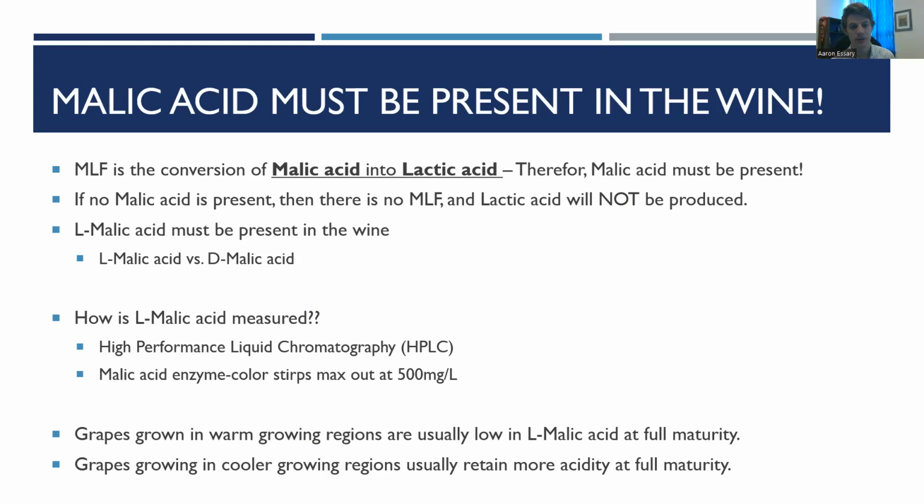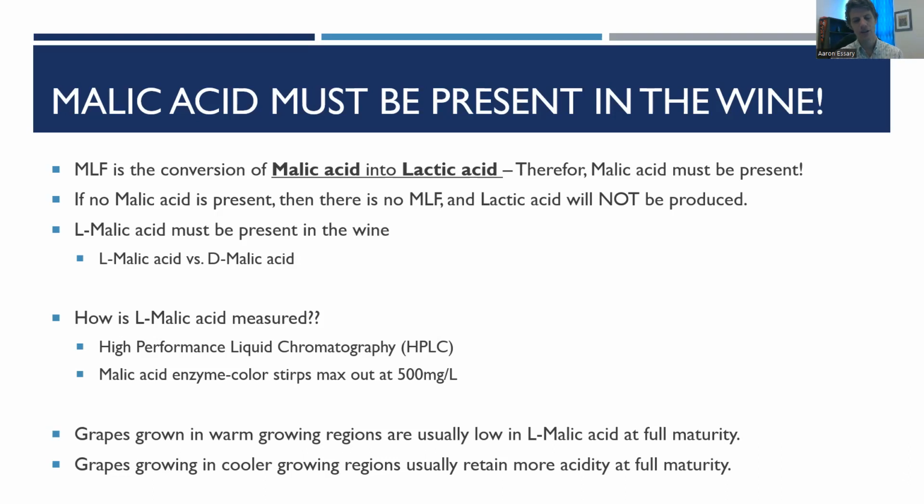Well, really, high performance liquid chromatography is probably your best bet. And I know if you're just making wine in industry, you're like, what? That's the best bet. There's no easy way to measure malic acid. You can also use malic acid enzyme color strips. You can buy these and use them in industry. But the thing with these enzyme color strips is that they usually max out at 500 milligrams per liter, which is not a lot.